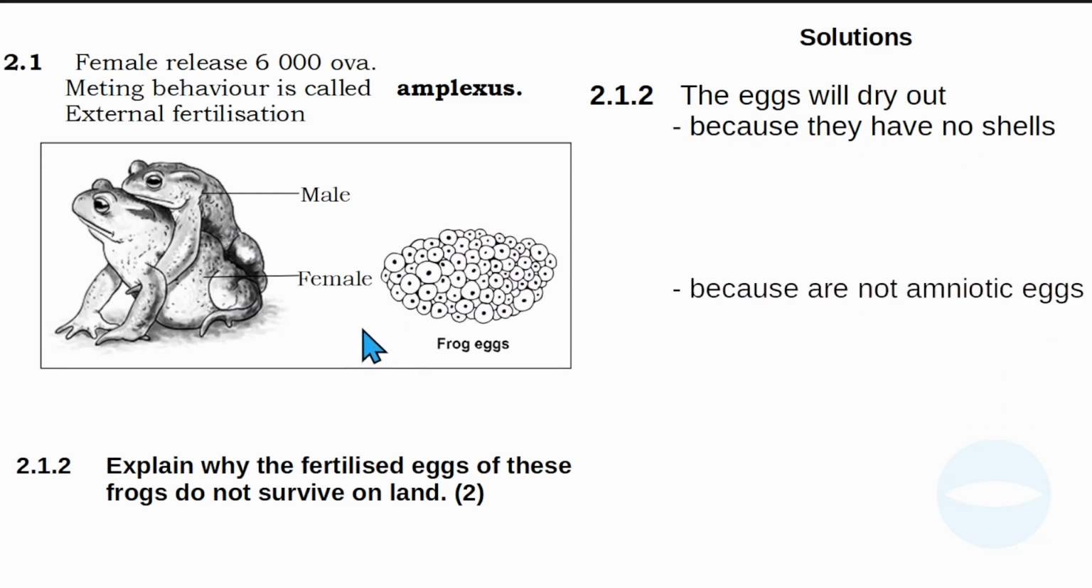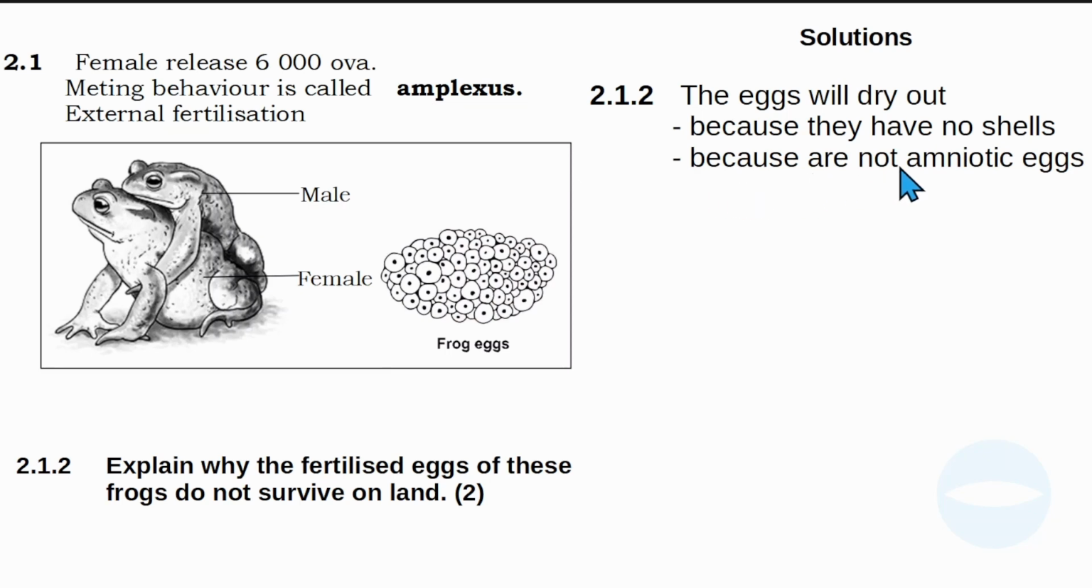Another reason you can say is because they are not amniotic eggs. Amniotic eggs have an amniotic cavity which protects the embryo, and releases amniotic fluid which protects the embryo and controls the temperature. Another reason you can say is that these eggs have no amnion. So these are the reasons; you can choose only one. You can choose because the eggs do not have shells.